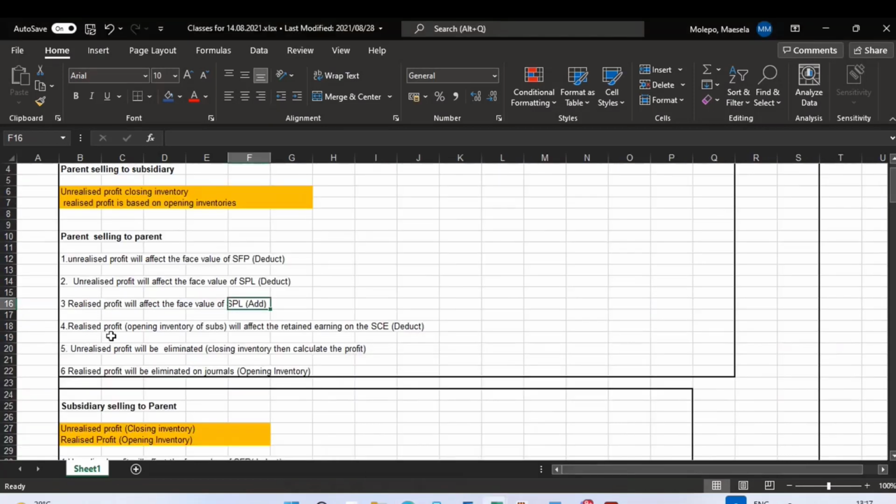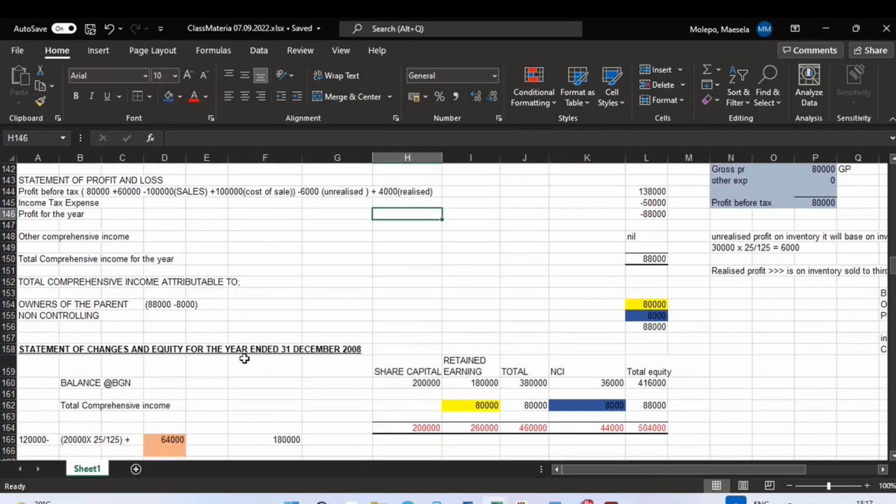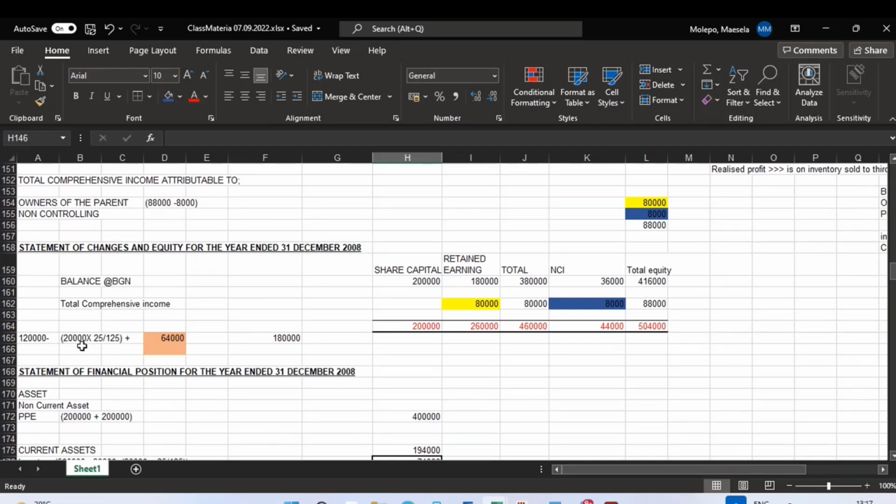Now, the realized profit on opening inventory of a subsidiary will affect the retained earnings on the statement of changes in equity. You deduct the realized profit on opening inventory of subsidiary, which was 20,000. And remember, if it was 20,000, they say the realized profit of that 20,000 we're going to deduct. Here it is on the SCE. Here we are deducting it. Do you see?